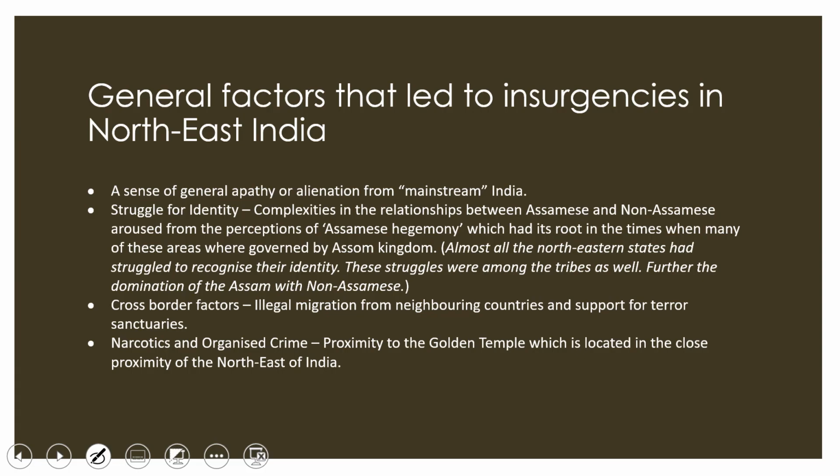So, the general factors that led to the insurgency in northeast India. A sense of general apathy or alienation, being cut off from mainstream India, was a factor for insurgent groups. Struggle for identity, because complexity in the relations between the Assamese and the non-Assamese arose from the perception of Assamese hegemony, which had its root in the time when many of these areas were governed by the Assam kingdom. And as illegal migrants came into the regions, that complexity increased, as non-Assamese were acquiring the land, and this led to the rise of insurgency in those areas.